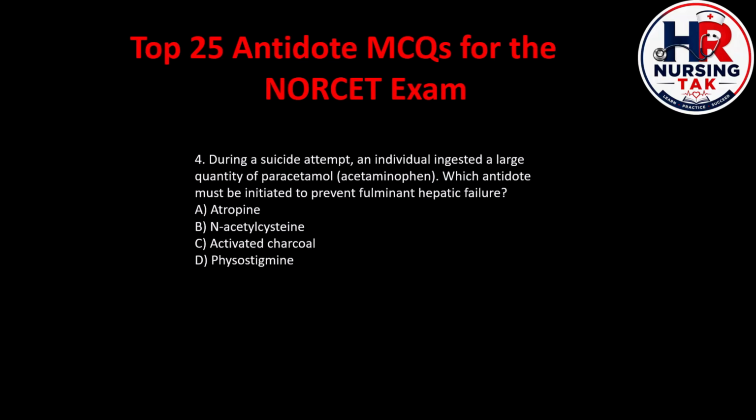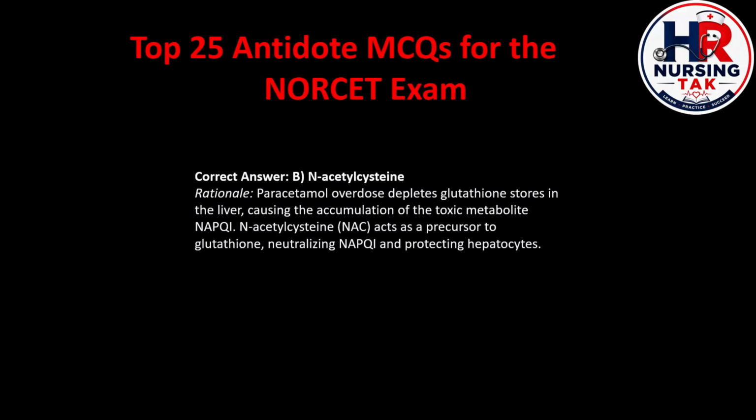Question 4. During a suicide attempt, an individual ingested a large quantity of paracetamol, acetaminophen. Which antidote must be initiated to prevent fulminant hepatic failure? A. Atropine, B. N-acetylcysteine, C. Activated charcoal, D. Physostigmine. Answer B. N-acetylcysteine. Rationale. Paracetamol overdose depletes glutathione stores in the liver, causing the accumulation of the toxic metabolite. N-acetylcysteine acts as a precursor to glutathione, neutralizing the metabolite and protecting hepatocytes.